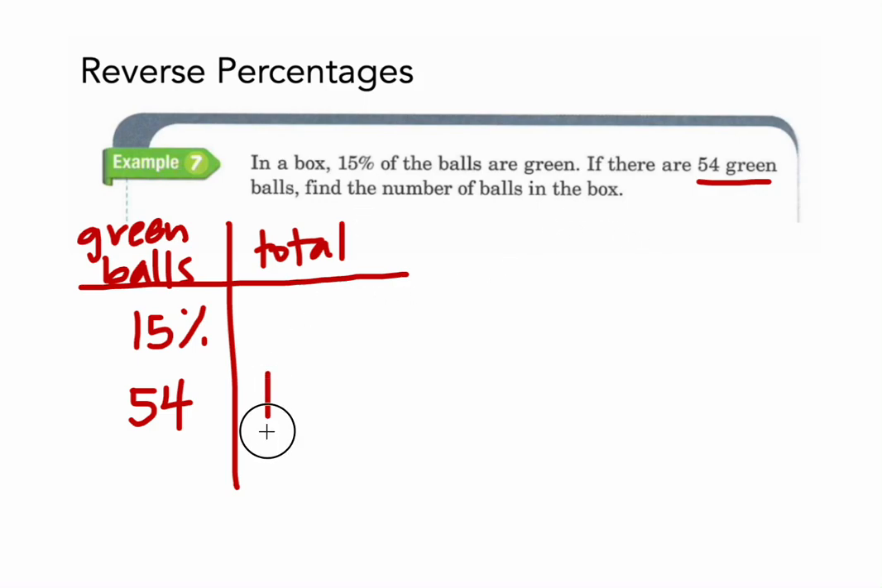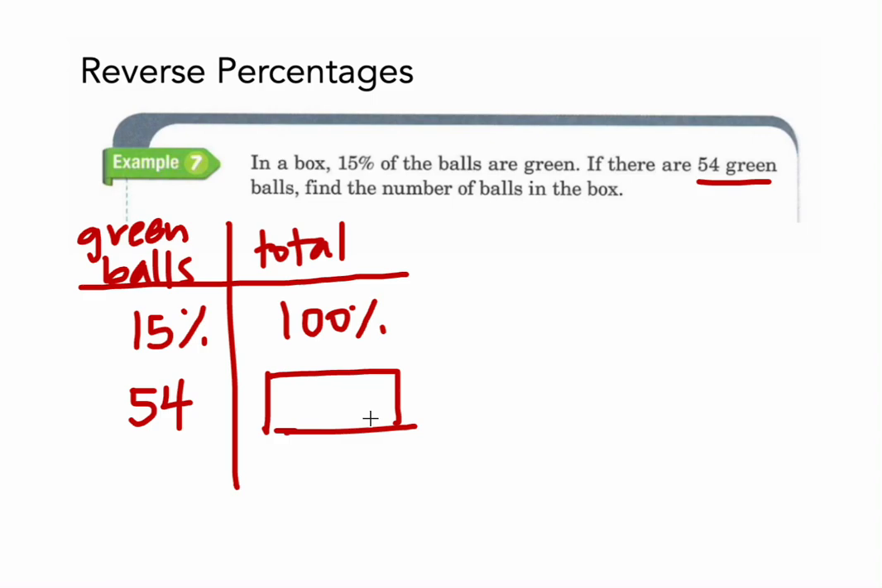So I need to find the total number of balls. These right here are their numbers, and on top is my percents. My total is going to be my 100%. 100% is always going to be given to you because you're always going to have a total. All right, so I have 3 known amounts and I have 1 missing amount. So once I figure out the total number of balls here, then I have my answer.